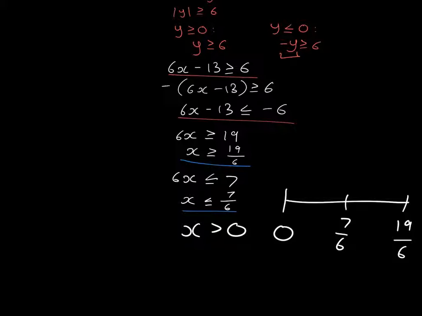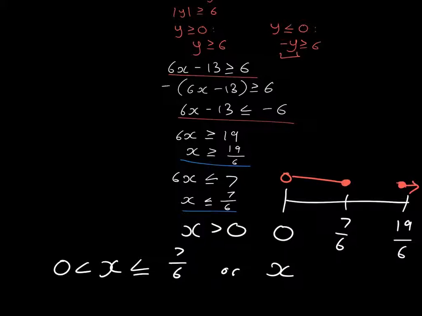So x has to be greater than 0, but less than or equal to 7/6. And it can also be greater than or equal to 19 over 6. And let's turn this back into equation form. So x is greater than 0 and less than or equal to 7/6, or x is greater than or equal to 19 over 6. And this is our final answer.